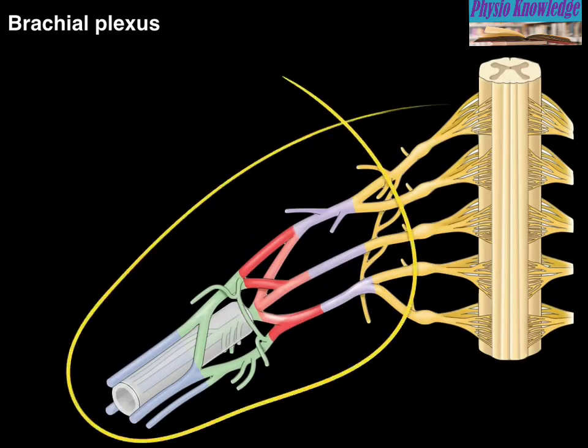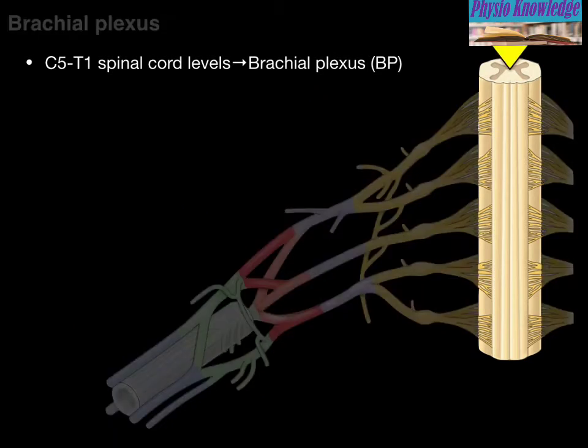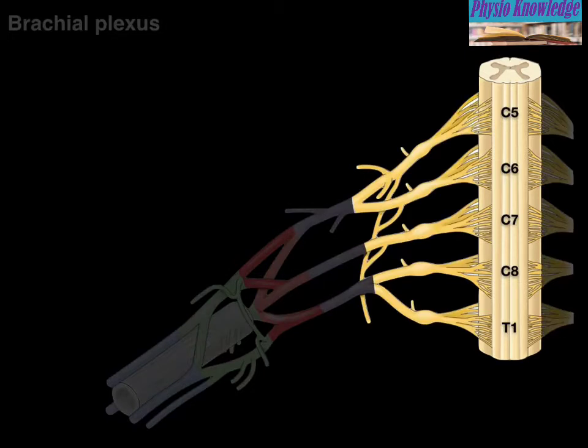Okay, so the brachial plexus is that right there. Now, the C5 to T1 spinal cord levels are what make up the brachial plexus, and there's our spinal cord, and those are the C5 to T1 spinal cord levels. The brachial plexus provides the motor and sensory innervation to the upper limb.